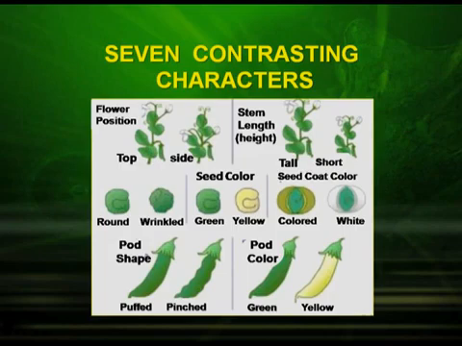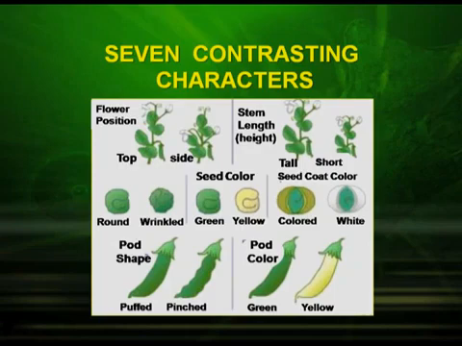The first was flower position. That includes whether the flower is terminal or axillary. The second was the stem length. The plant was tall or short. Another important character was the seed shape, whether the seed shape was round or wrinkled.